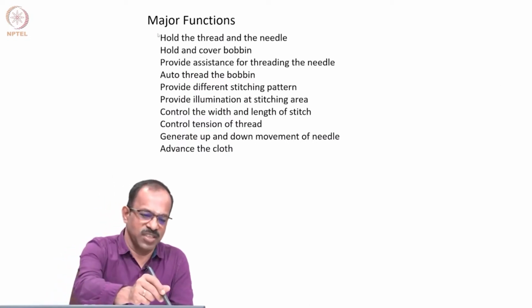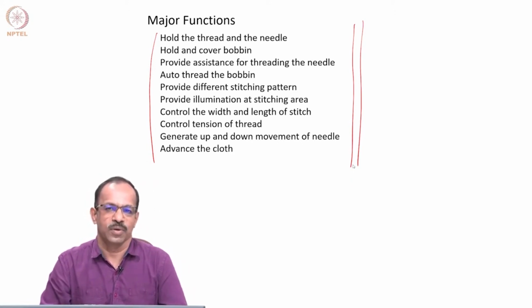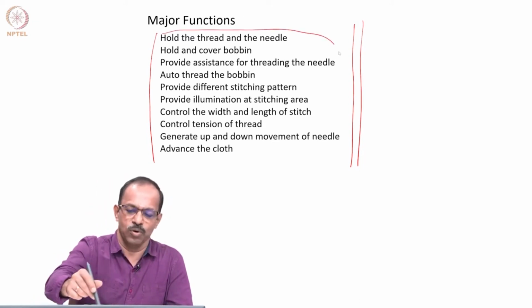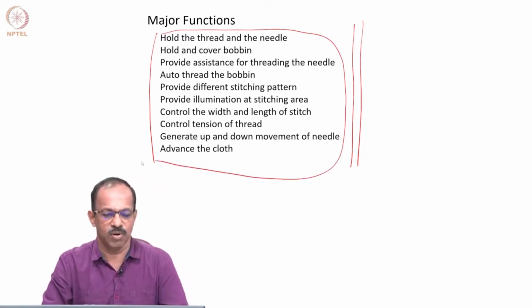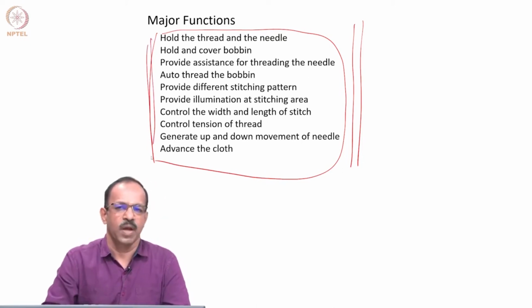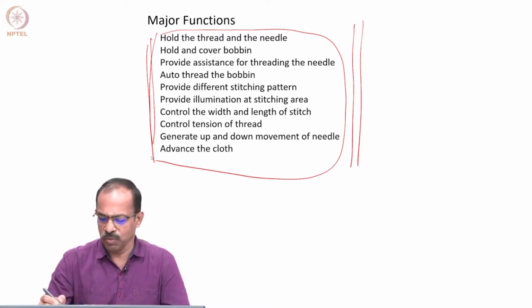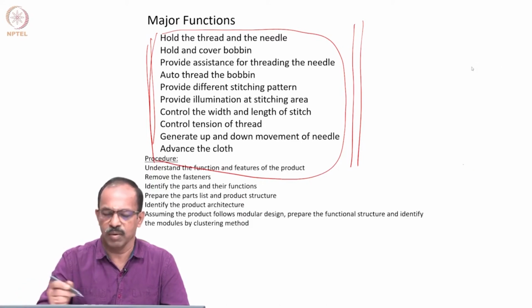Okay, so the major functions are given here. If you want to say a single function, it is basically to join cloth, that is, I can join two pieces of cloth or any other suitable materials, in order to develop fabric, or a dress and other things. But in order to achieve that, you need to have many things. So you have to do many sub functions, like hold the thread and the needle, hold and cover the bobbin, provide assistance for threading the needle. These are all the sub functions needed within the product. Just a few of them are listed here. And then we need to see how each part is contributing to provide these functions.